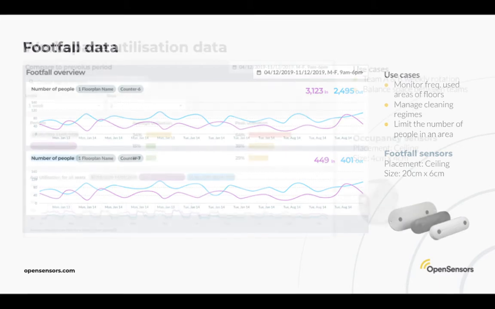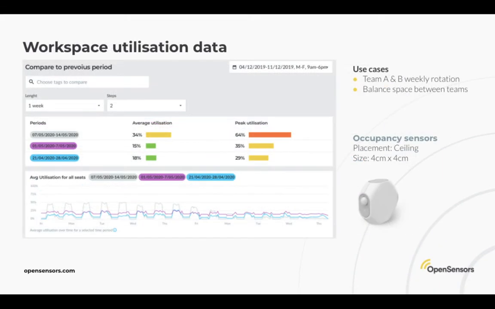people in an area. The second type of sensor commonly used is desk sensors, and they're used in multiple ways. The strategy that most are using is splitting teams into groups such as green teams and red teams, and having a rotation of these teams that can use the office on a weekly and bi-weekly basis, at least at the start of the return to work.